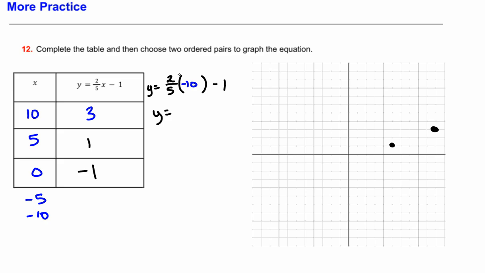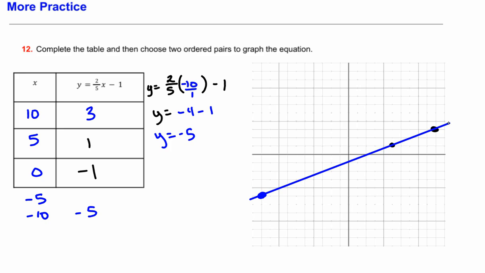Now I have 2 times -10. Remember, you can take any number, put it over 1. 2 times -10 is -20 over 5 is -4. And then -1 makes this to be y equals -5. So this is the ordered pair -10, -5. When we plot that, you can see that that is right in line with where we thought our line would be. There we go. And you can see that that just makes it a little bit easier to make a nice, accurate line when you have points that are kind of on opposite sides. You don't have to, but it does just make things a little easier.